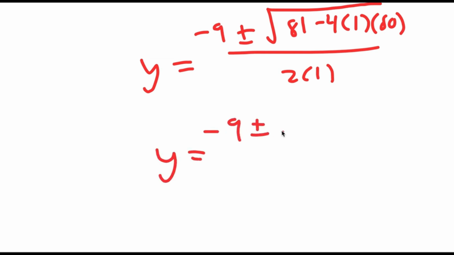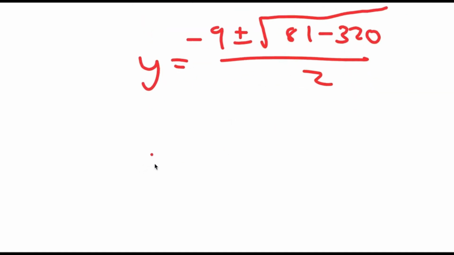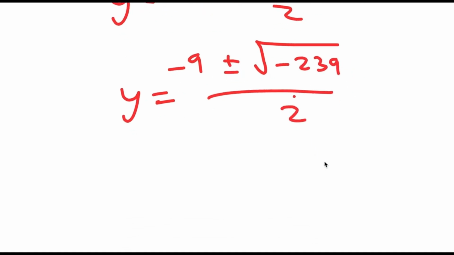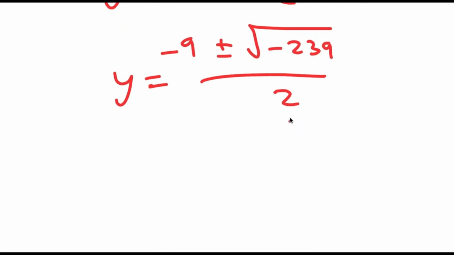Now this turns into negative 9 plus or minus the square root of 81 minus 320 over 2, which is equal to negative 9 plus or minus the square root of negative 239. Now what I'm going to do is simplify this, the square root of negative 239.